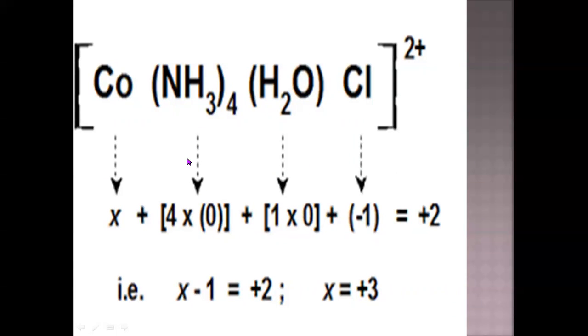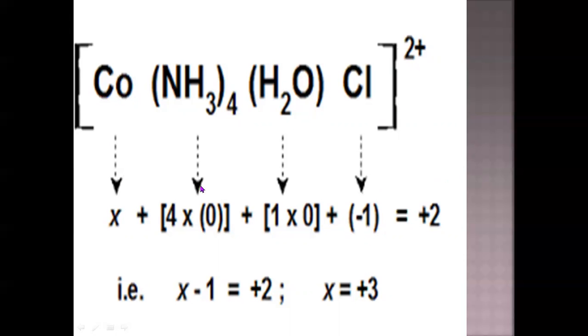But how many atoms or molecules are there? 4 ammonia molecules, 1 water molecule. And if you come to the anion, only 1 chloride is there, but chloride will have a negative charge. So the oxidation number of chloride is -1. So as I told you just now, the total charge on a molecule will be 0, but on an ion it will be equal to the charge present on that species, cation or anion. So the total should be equal to this number, which is +2.